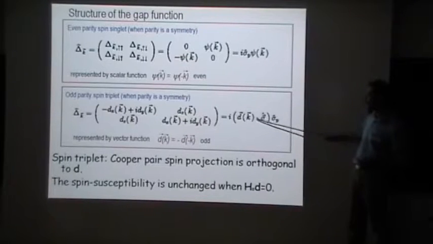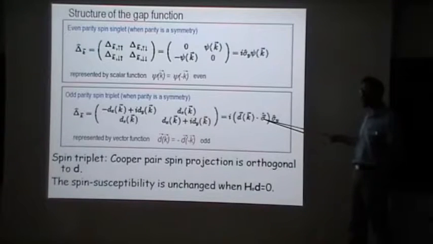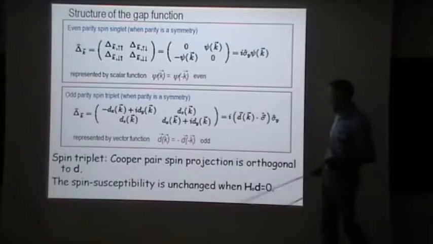This d vector is odd in k. And again, take note of this form because I'll be using this a little bit later on. So we have a d dot sigma. Sigma here is sigma x, sigma y, sigma z, the three Pauli matrices. And I'll also be talking about sigma zero, which is the identity matrix, so one on the diagonals and zero on the off-diagonals.